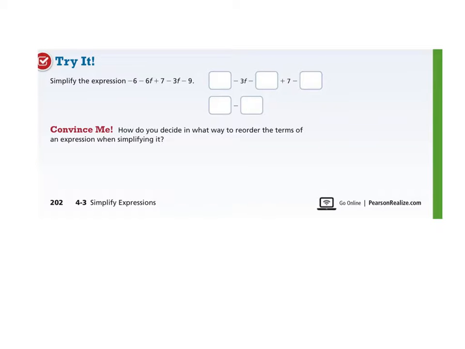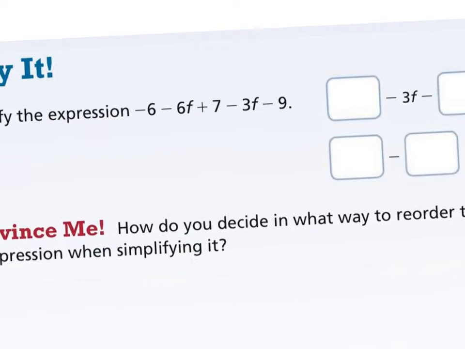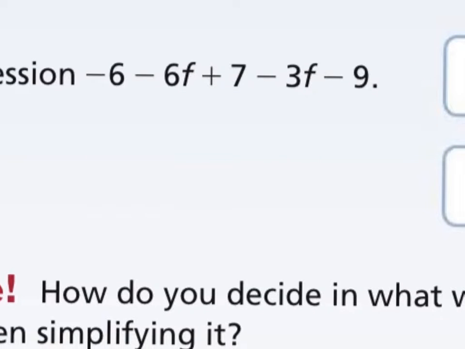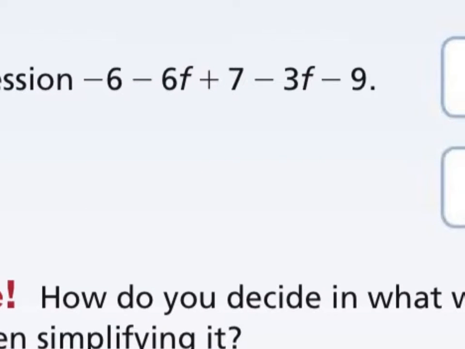So if we look at the try it, they're asking us to simplify this expression. Once again, anything where they are subtracting, I would recommend that we add the opposite. So 2 sign changes: it changes the subtraction to addition, and then we do the opposite. Always 2 sign changes when we do that. Okay, and then at that point we're going to be looking for like terms to combine.